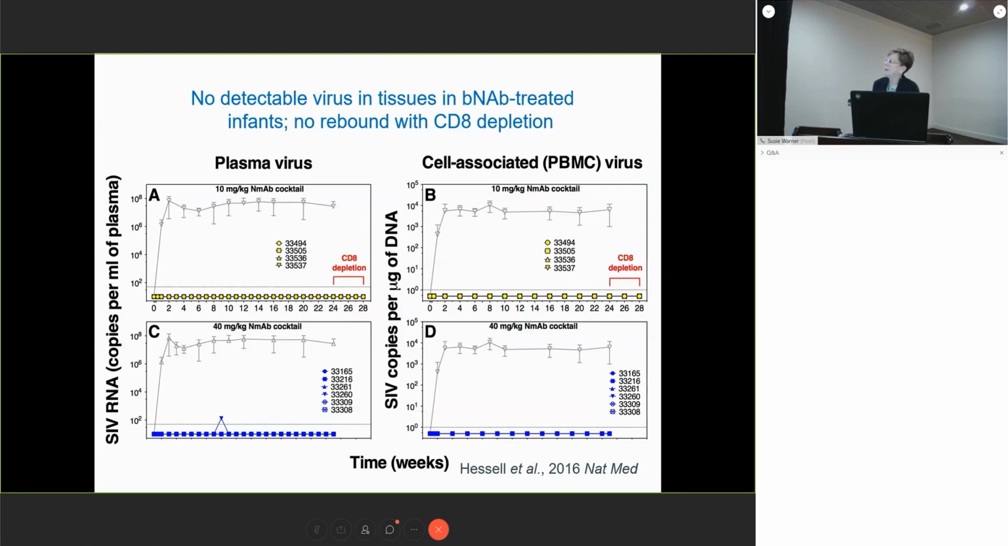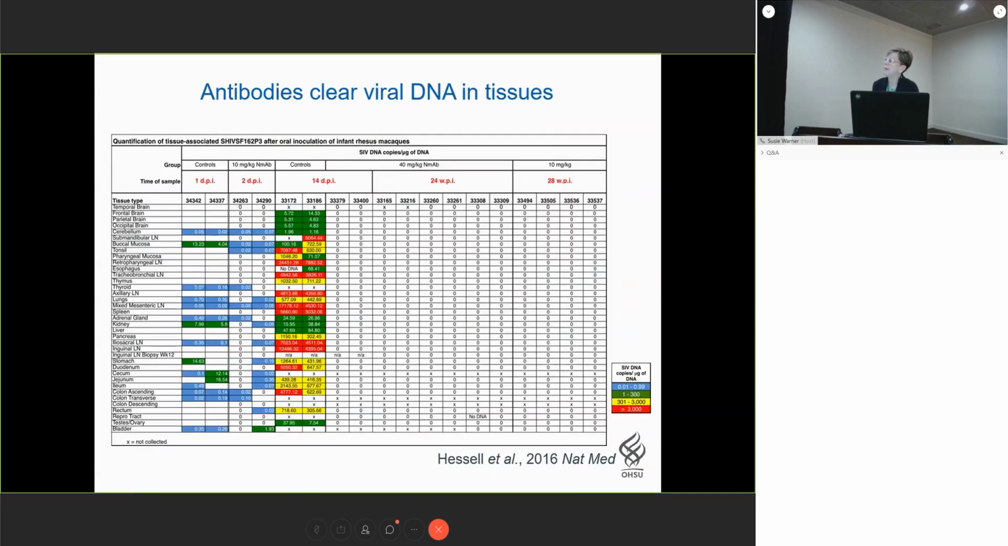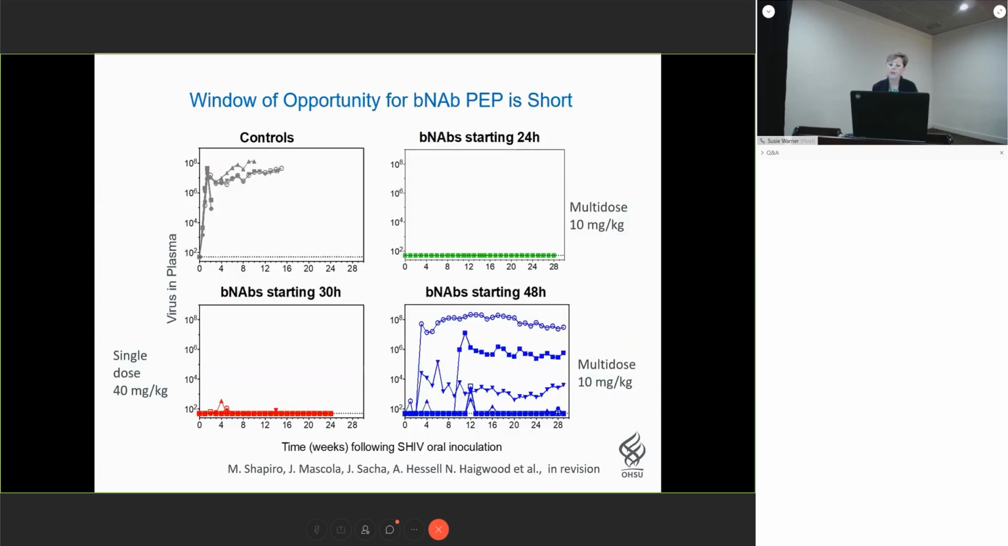At this point, we tried CD8 depletion and did not see any viral rebound. There's nothing in tissues. That's what this heat map is for, and it gives you a sense for what the heat map looks like in these babies. So this is, again, SHIV T3. So that's just a whirlwind look at the published studies.